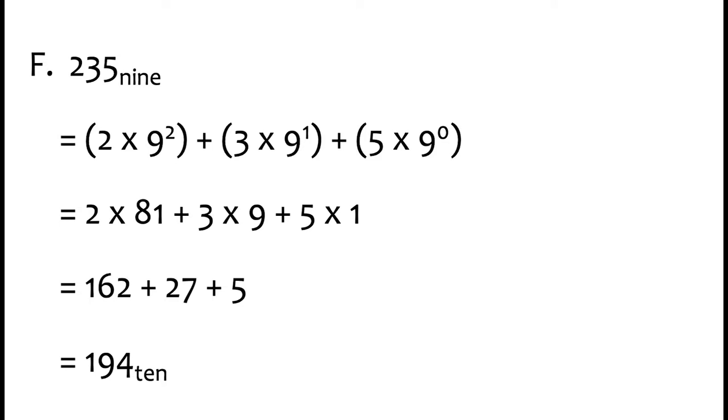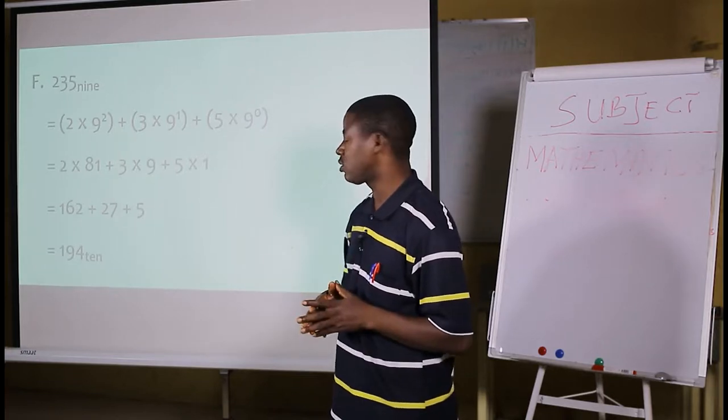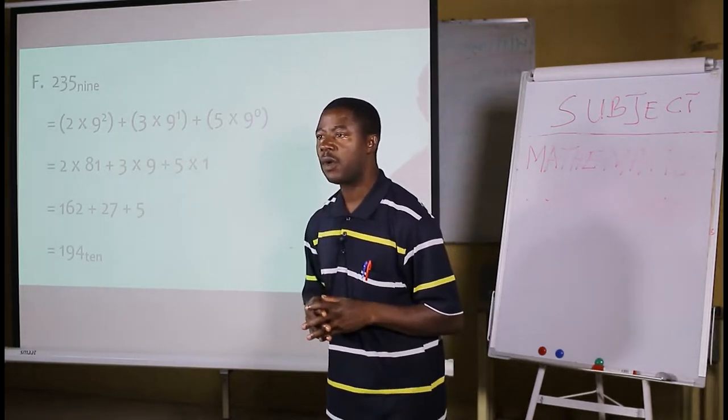Then simplifying further, 2 times 81 is 162, and then 3 times 9 is 27, plus 5 times 1, you will get 5. Then for the final result, you add 162 plus 27 plus 5, and we'll be having 194 base 10. Therefore, the number 235 in base 9 is equivalent to 194 base 10.